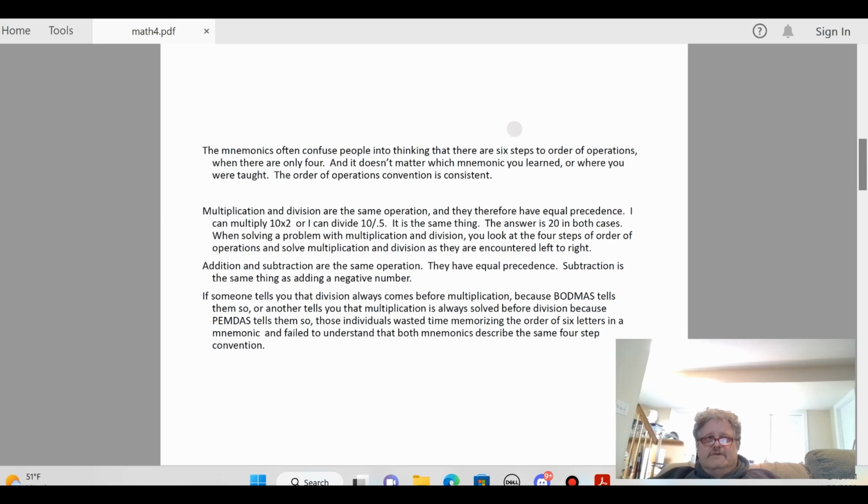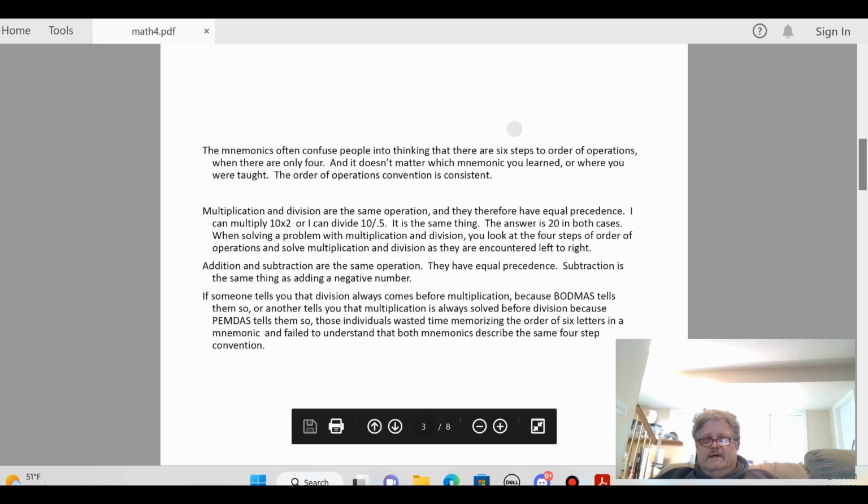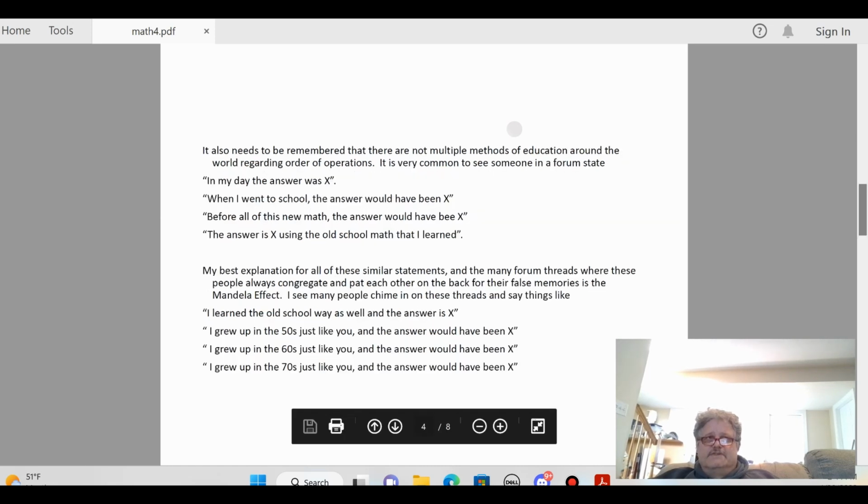If someone tells you that division always comes before multiplication because BODMAS tells them so, or BEDMAS tells them so, or somebody else tells you multiplication always comes first because PEMDAS tells them so, again, that's wrong. Those people fail to understand how order of operations works. They just memorize the order of 6 letters, so they don't realize it's a 4-step convention.